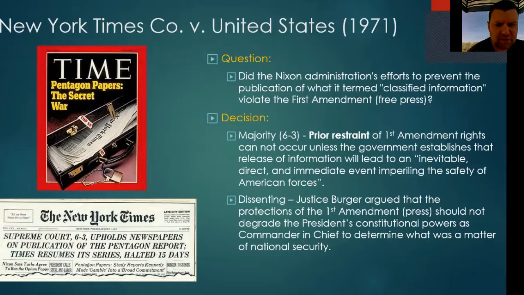The dissenters wanted to side with the president. They felt that the First Amendment shouldn't degrade the president's authority as commander-in-chief to determine what was a matter of national security. So the dissenters here wanted to side with the president and respect the executive branch in this case for determining what should and shouldn't be published, particularly about a war that was going on.